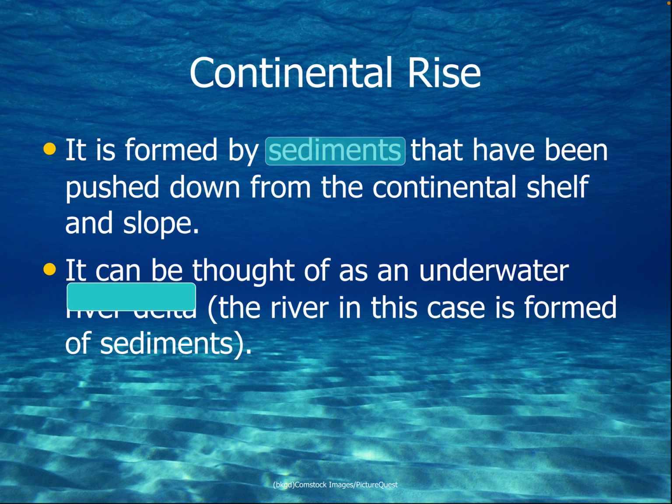This is formed by sediments that have been pushed down from the continental shelf and slope. So think about it, it's kind of like the slope is a big slide, and sediment and debris and rocks and all kinds of stuff work their way down the slope and end up at the bottom, and they create a little raised area there, what we call the continental rise. It's kind of like an underwater river delta where all the sediment ends up.